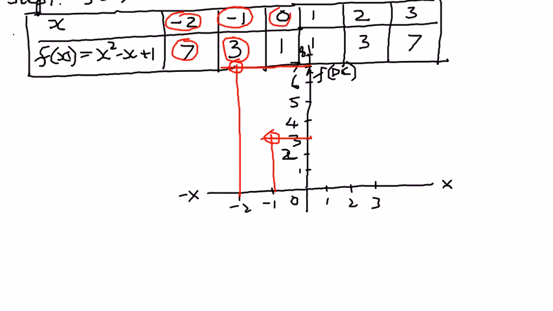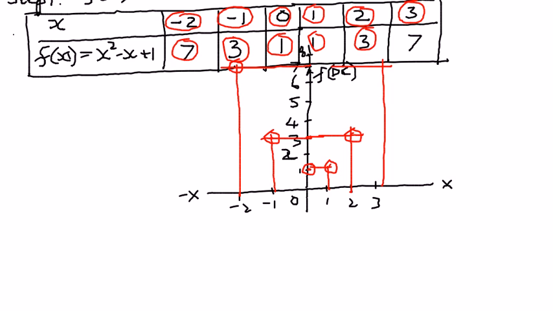When the value of x equals 0, the value of the function is equal to 1. We are right there, so we got that. When the value of x equals 1, the value of the function is equal to 1, which we are right there. When the value of x equals 2, the value of the function is equal to 3. So therefore, that is the point we want to be at. And then finally, when the value of x equals 3, the value of the function is equal to 7. So that is the 7 point there.